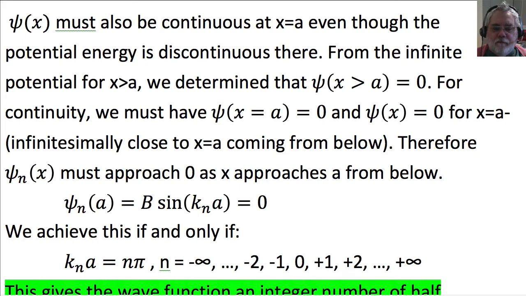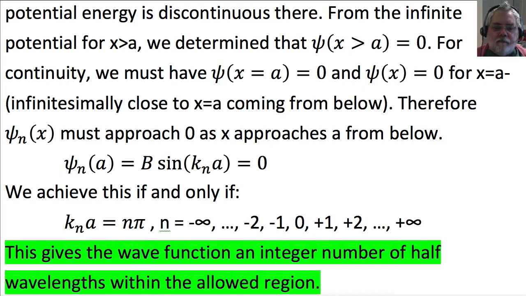We achieve this if and only if the argument of the sine, k sub n times a, equals any integer times pi. So n times pi, where n is any integer from 0, 1, 2 to plus infinity, but also 0, minus 1, minus 2 to minus infinity. So any integer at all. This gives the wave function an integer number of half wavelengths within the allowed region, inside the box.